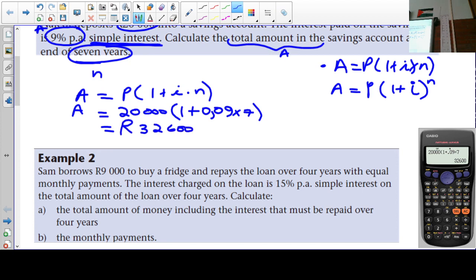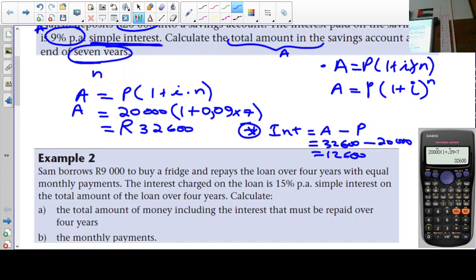So, did anybody else get that same answer? If the question was, how much interest was earned on this account, how would you have worked that out? The question is how much interest was earned. Interest is going to be A minus P, which is 32,600 minus 20,000, which gives us an answer of 12,600. The 12,600 rand was your interest earned on that.